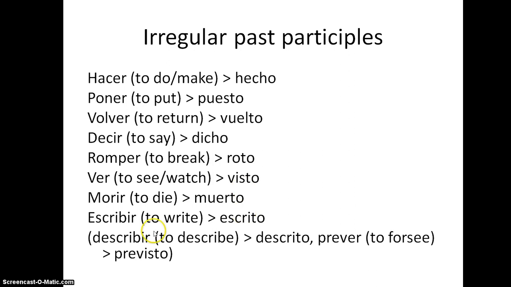Okay, now if you've got composite verbs, so if they contain one of these verbs within it, like describir has got escribir in it, it would work in the same way, so it becomes descrito. Prever has got the verb ver in it, so ver would be visto, so previsto. Hacer is another one, you can have deshacer, to undo, would become deshecho. Okay, so it works in the same way.